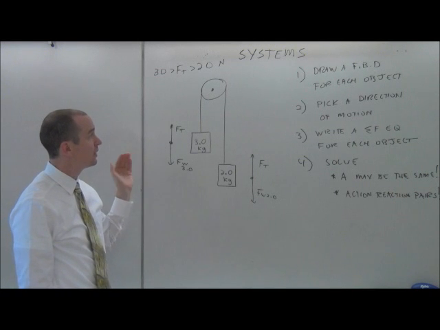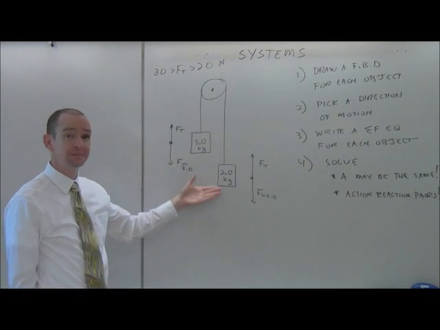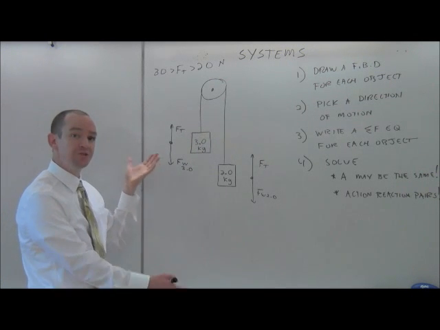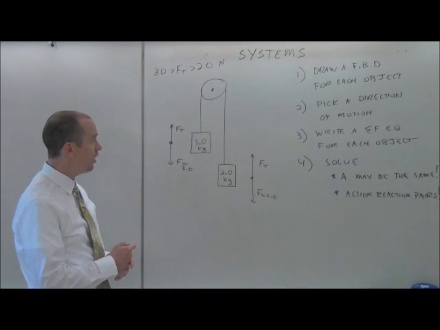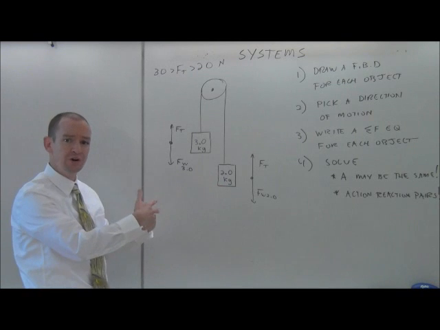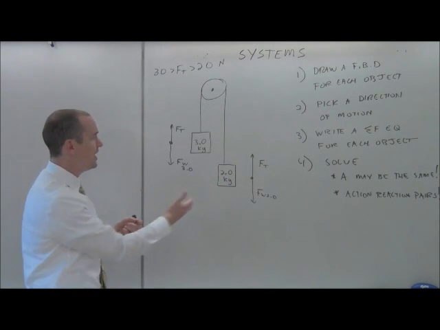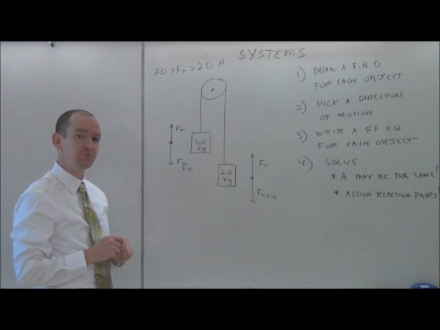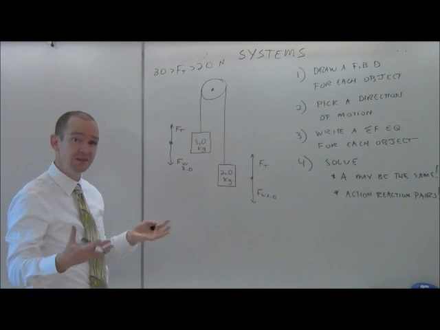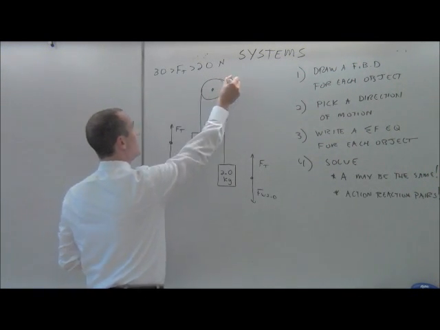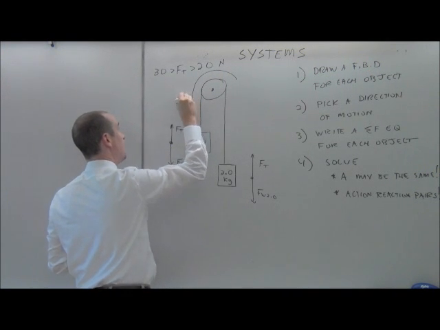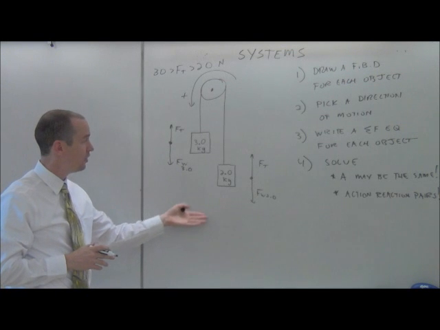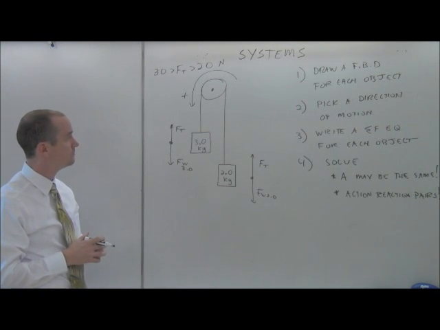Step 1. Draw a free body diagram for each object. Done. Pick a direction of motion. So how is this thing going to move? The problem is it doesn't just move in one direction, not just the x or the y. This moves up and this moves down. So when I designate a direction of motion, I need to say what movement is positive. For me, I will call that motion positive, since I believe this block will fall and this block will rise.